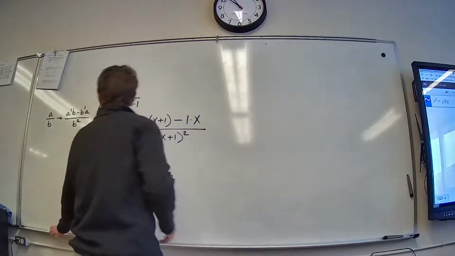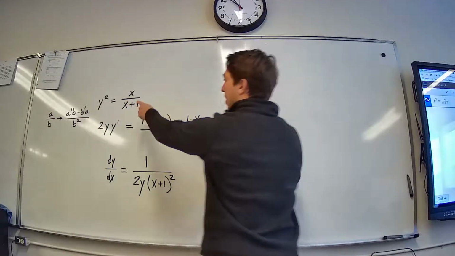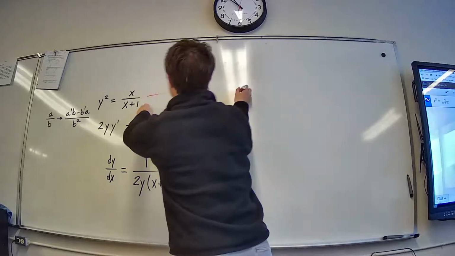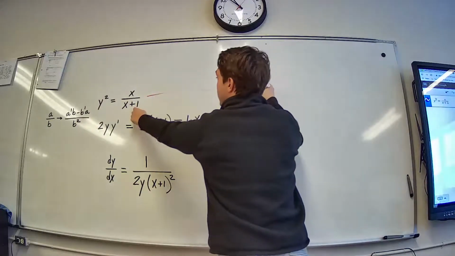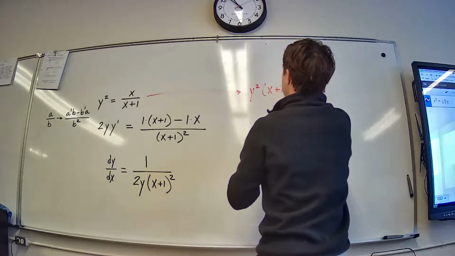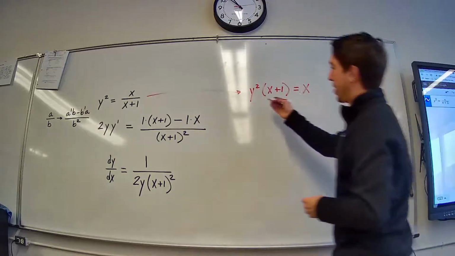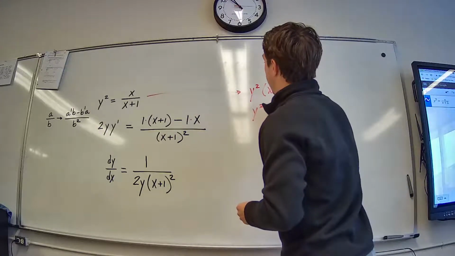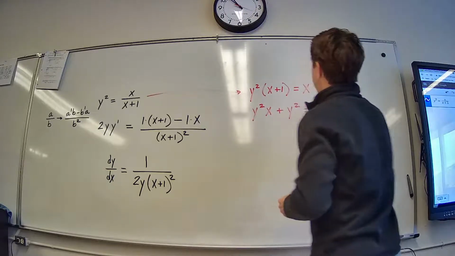You should end up with this, hopefully. Oh yeah, the other way would be what I was suggesting earlier. Thanks for reminding me. It would be if I just manipulate this equation before doing any of this. If we multiply both sides by x plus 1, you end up with that, which would be nice to write as y squared x plus y squared equals x.